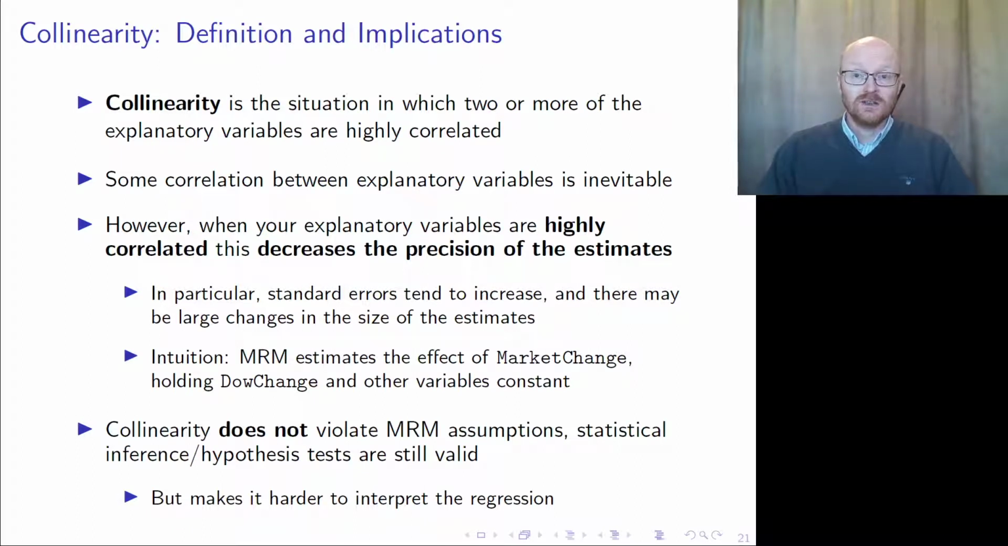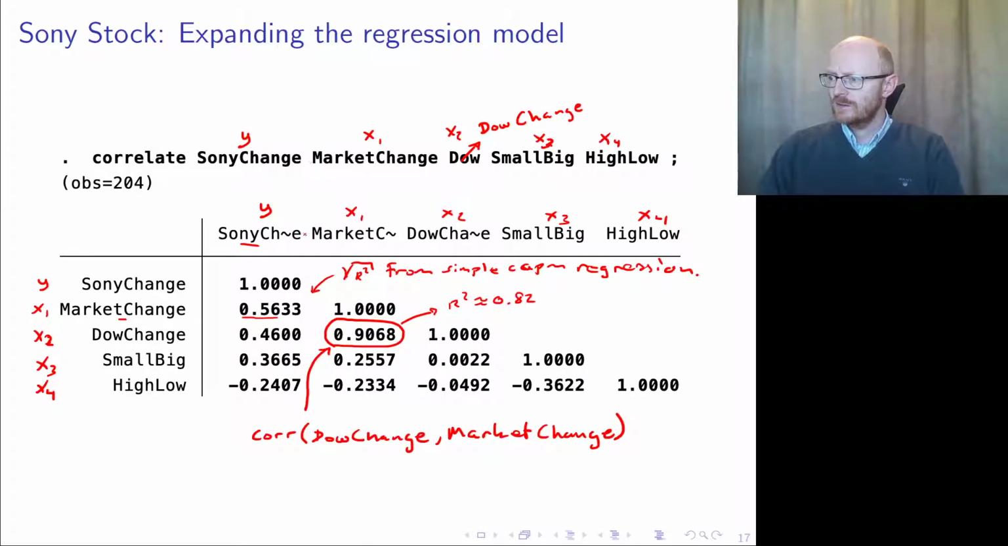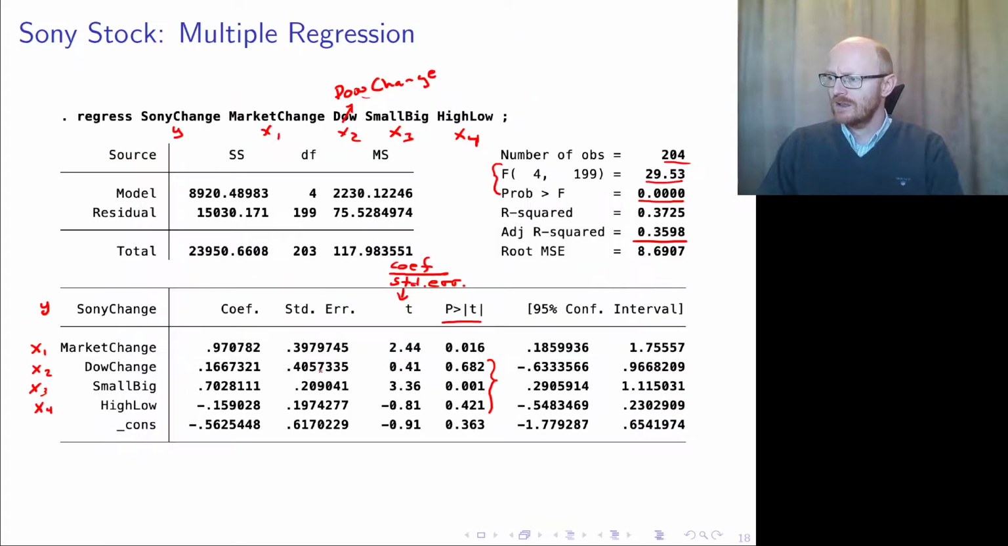So what is actually collinearity? Well, collinearity is the situation in which two or more of the explanatory variables are highly correlated. So we saw that in our previous video, two variables, market change and the change in the Dow Jones index were 0.91. And this relatively high correlation wreaked havoc with our standard errors in the regression model.